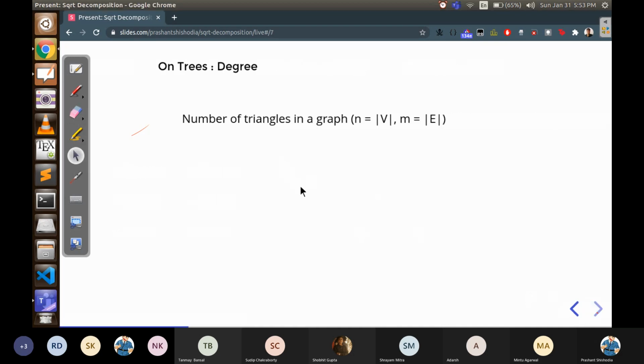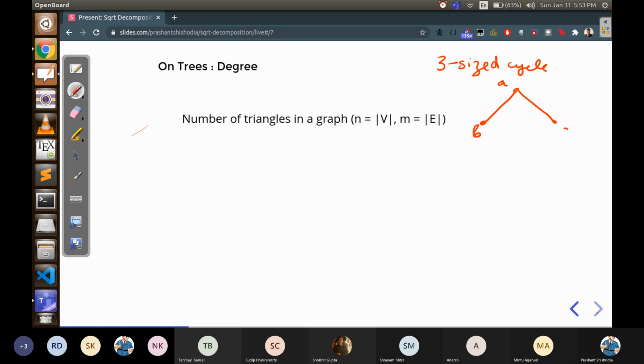So let's consider this problem. You'll have to find the number of triangles in a graph. Can anybody tell me of any brute force approach? By number of triangles I mean three-sized cycles, three-length cycles. You have to find vertices A, B, C such that AB, BC, CA, they form a cycle. Okay, so can anybody unmute themselves and tell me any basic approach, brute force?